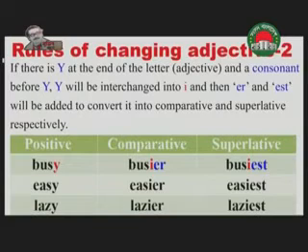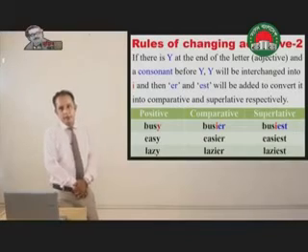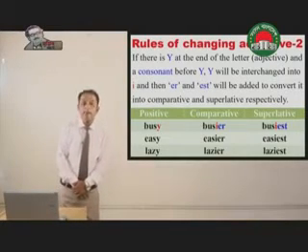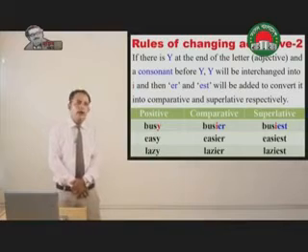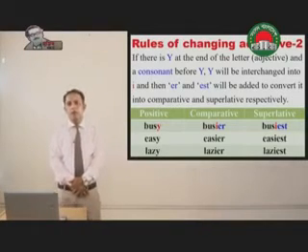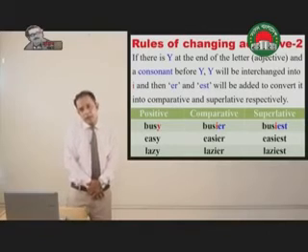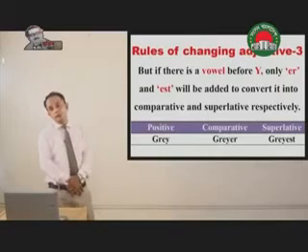So from rule 2, we have learned that if the last letter of an adjective is Y, and there is a single consonant before Y, Y will be changed into I, and er and est will be added to make it comparative and superlative. Okay, dear students, know another rule.